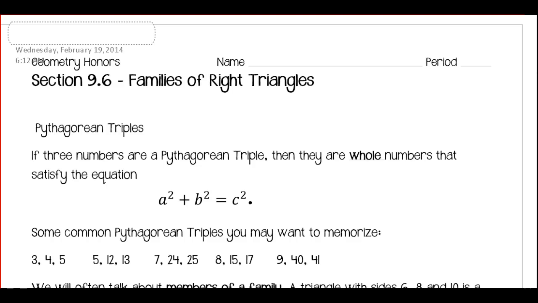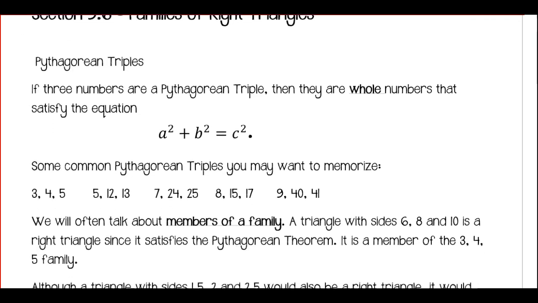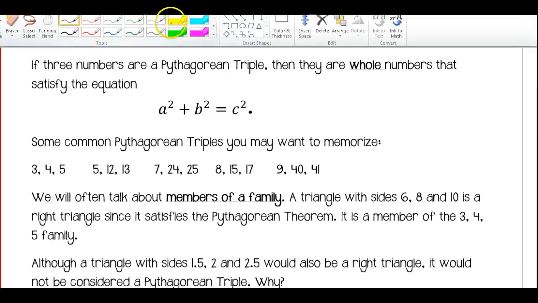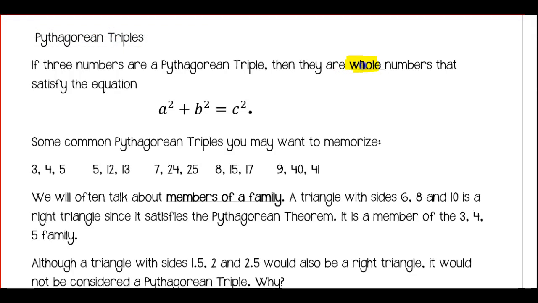So, in certain cases, if we have three numbers, three whole numbers, that's really important. Make sure you make a note of that, highlight this or something. If we have three whole numbers that satisfy the Pythagorean theorem, here's our Pythagorean theorem, we call those three numbers a Pythagorean triple. Okay? We can have an infinite number of numbers that satisfy the Pythagorean theorem, but if those three numbers happen to be whole numbers, then we would say that they're a Pythagorean triple.